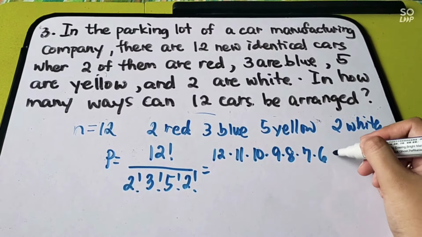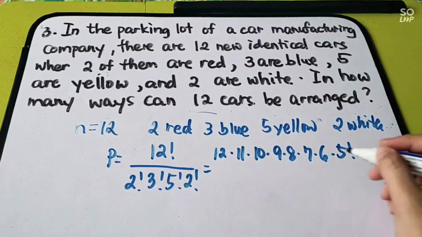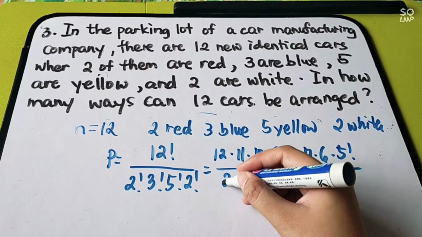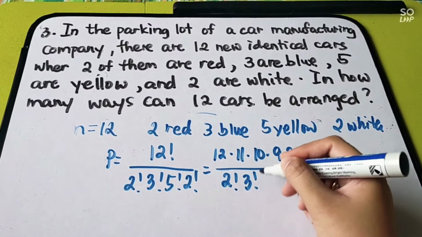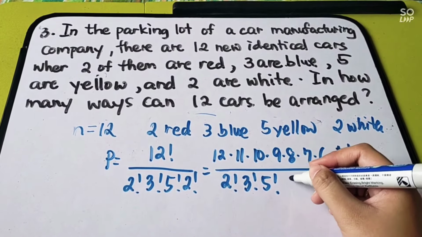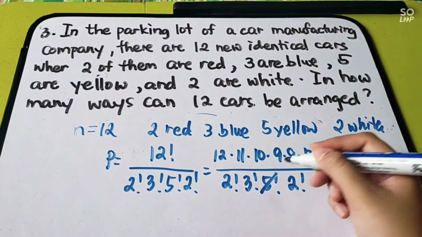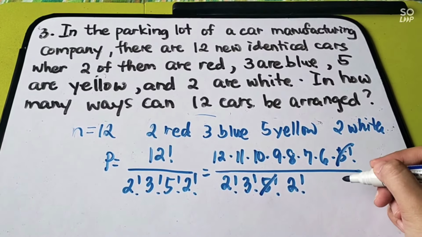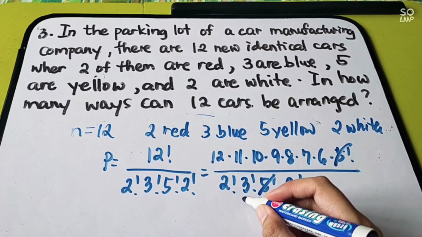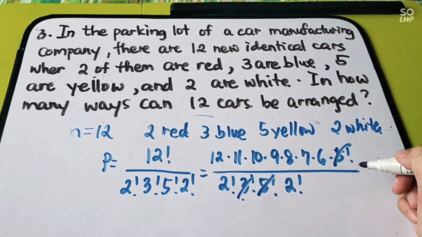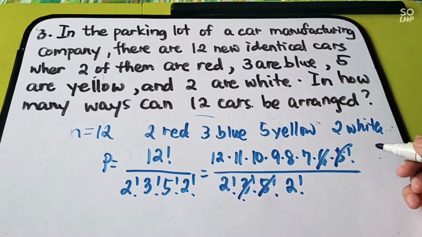7 times 6 times 5 factorial. Stop ka na dyan kasi pwede mo na siyang makancel dito. We have here 2 factorial, 3 factorial, 5 factorial, and 2 factorial. Cancel out 5 factorial. And then, the next one, 3 factorial meaning 3 times 2, that is 6. So, cancel mo na yung 3 factorial, cancelled out yung 6.